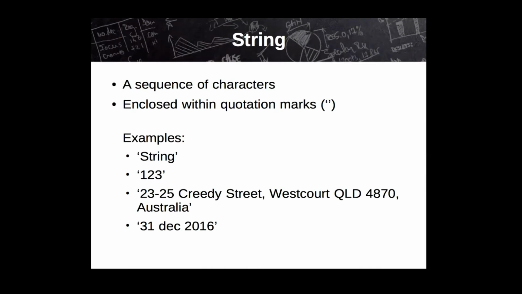Strings, this is the next type, string, and string is a sequence of characters. And what makes a text or a sequence of characters a string is the quotation marks. So if we write anything and then put it in quotation marks, flex.bi is going to know that it's a string.